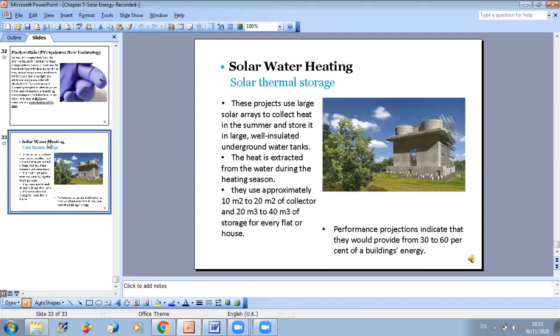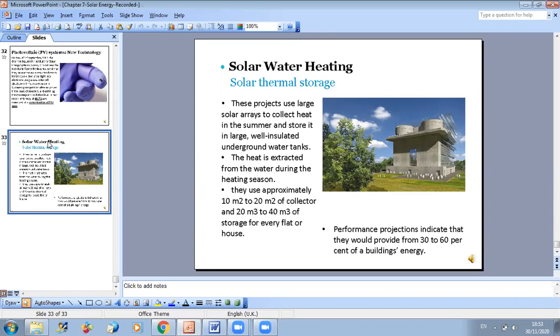Now, finally, a very important application of solar energy is solar thermal storage. Storing the energy of the sun, especially when we don't need it during the summer, over a large period of time, we can take it and store it in a place where we don't have heat losses, and then when we need it, we can restore it back to the space.